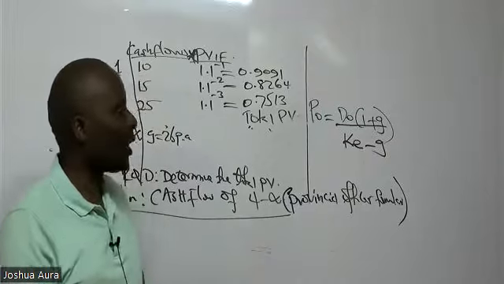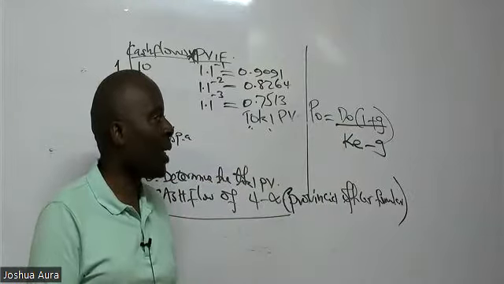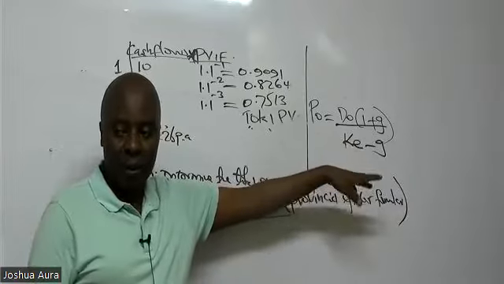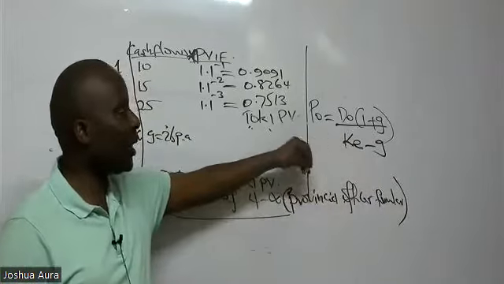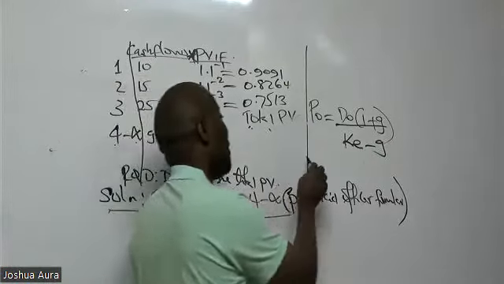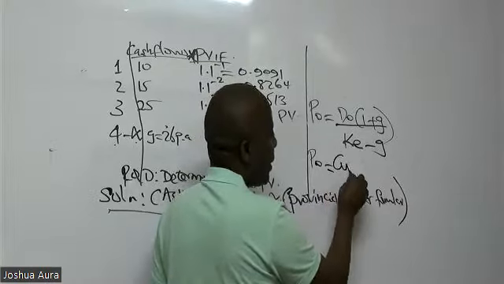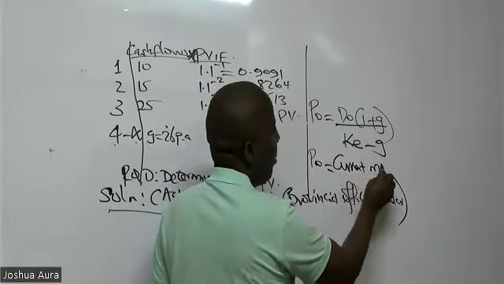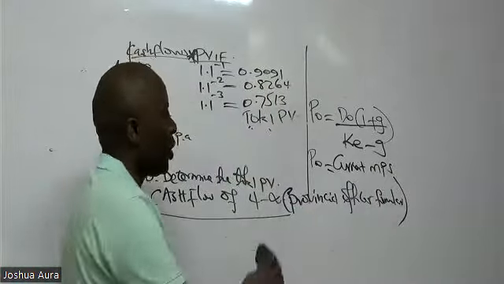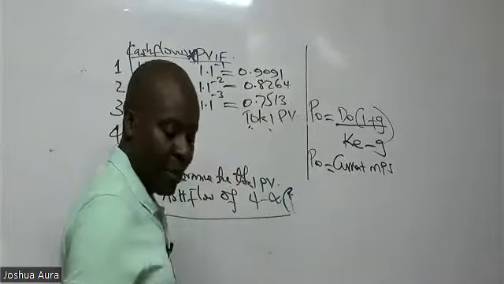Please, the formula: PO equals DO into 1 plus growth rate, all over KE minus G. Ladies and gentlemen, please listen to me very well. For us, this PO, O means current. So this is the current market price per share. That is our PO.